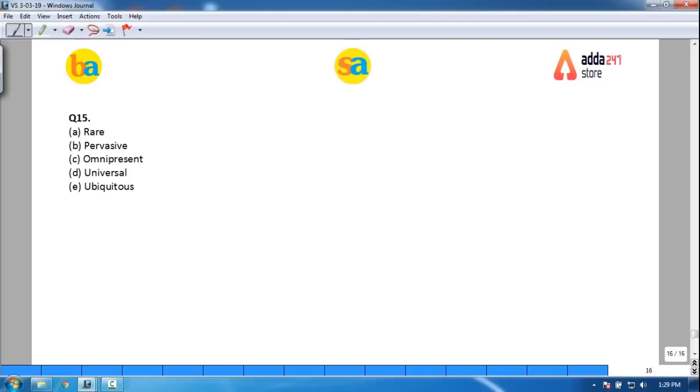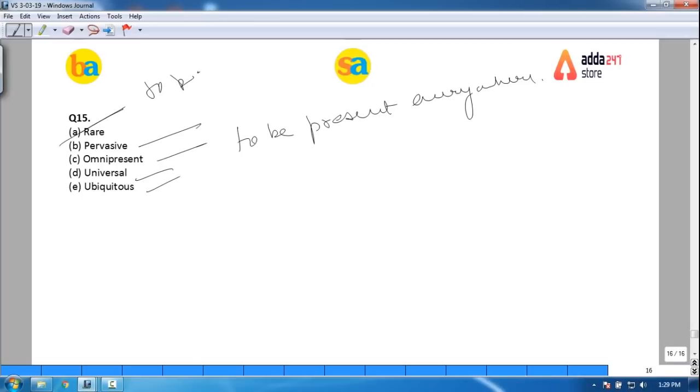रेयर, परवेसिव, ओमनीप्रेजेंट, यूनिवर्सल, यूबिक्यूस, तो यहां पर अगर हम देखें परवेसिव, ओमनीप्रेजेंट, टू बी प्रेजेंट एवरीवेयर, रेयर का मतलब है टू बी प्रेजेंट नोवेयर और वेरी लेस, द आंसर इज ए.